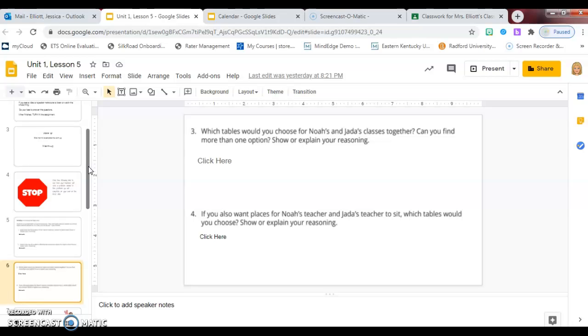And then the last question, if you also want places for Noah's teacher and Jada's teacher to sit, which tables would you choose? So on that one, you need to think about how many kids are in Jada's class, how many kids are in Noah's class, and then add Noah and Jada's teachers in there and see how many people that would be. And then choose a seating arrangement. Like, would you choose the 6 seat or the 8 seat? And you need to be able to explain why.